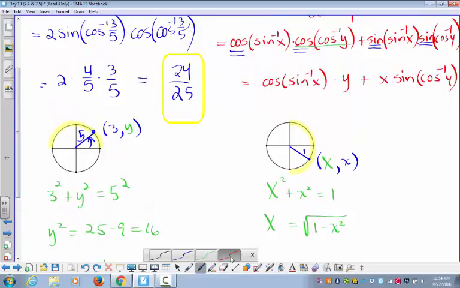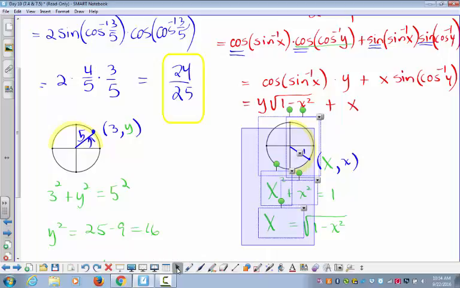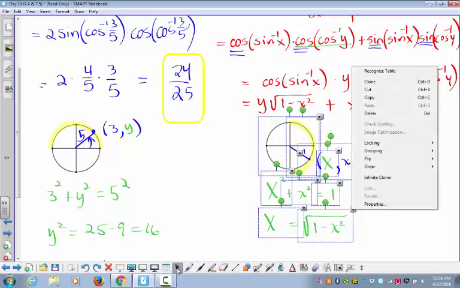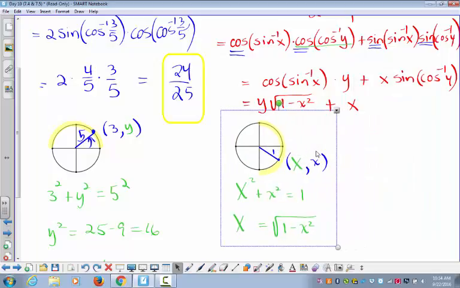So now we can answer the question. Cosine of inverse sine of x is that position right there divided by 1. So it's just square root of 1 minus x squared. Then we have to times it by y, so I'm going to put that y in front so it doesn't look like it's inside the square root. Like that. Plus x times, move all that just a smidge to the right, and then we can do the other one.